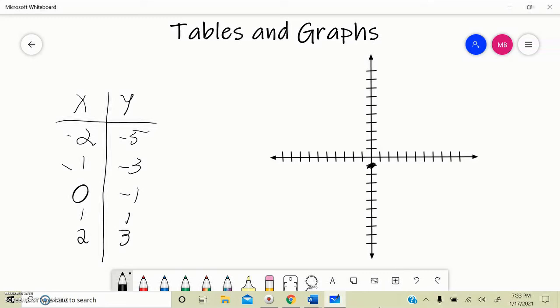So I'm going to go over 1, and then it says y1, so I'm going to go up 1. Then I'm going to go to x2, and it says to go to y3, so I'm going to go up 1, 2, 3. Now I'm going to do my negatives. Okay, so it says negative x1, and go down to negative 3. 1, 2, 3. Then it says x negative 2, and go down to negative 5. So go down 1, 2, 3, 4, 5.